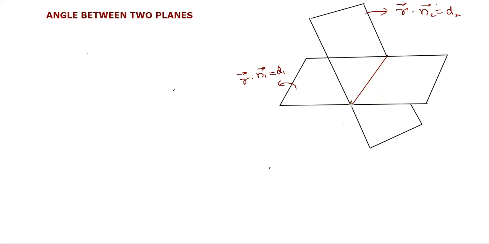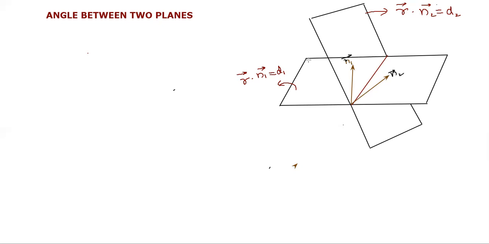So at this point, if I draw a normal to this plane, and a normal to another plane, these are the normals, n1 and n2. This is normal n1 and this is normal n2. n1 normal vector, n2 normal vector to the plane. What is normal? Normal is the line which is perpendicular to the plane.